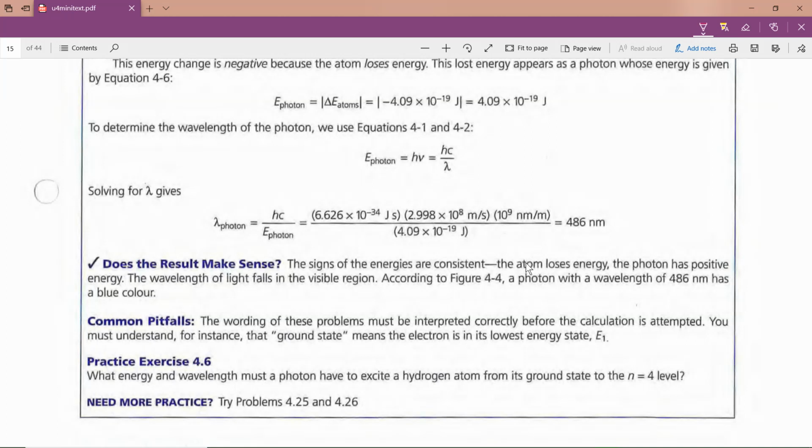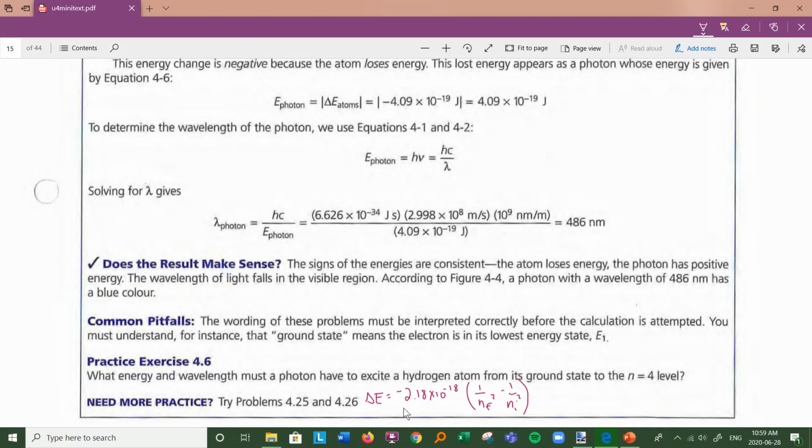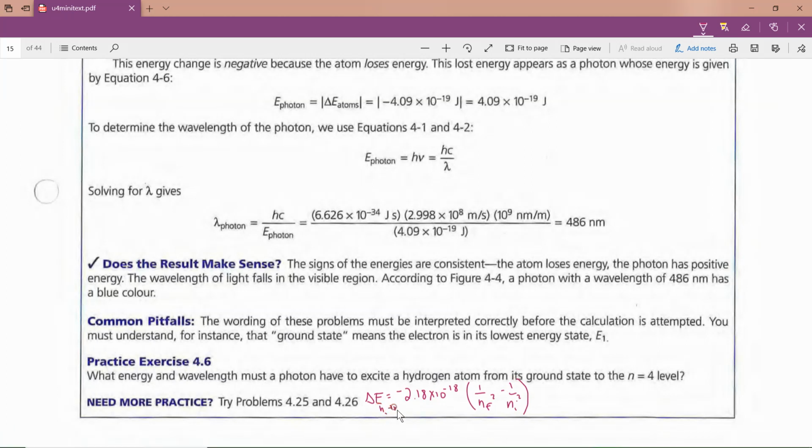What energy and wavelength must a photon have to excite a hydrogen atom from its ground state to the n equals 4 level? Now I'm going to show you a little shortcut to do this one, or to do these in general. You can just write it like this. Delta E, I'm going to combine them together, is minus 2.18 by 10 to the minus 18 times 1 over n final squared minus 1 over n initial squared. So if you just want to get the transition energy from n initial to n final, it's minus 2.18 by 10 to the minus 18 times 1 over n final squared minus 1 over n initial squared.